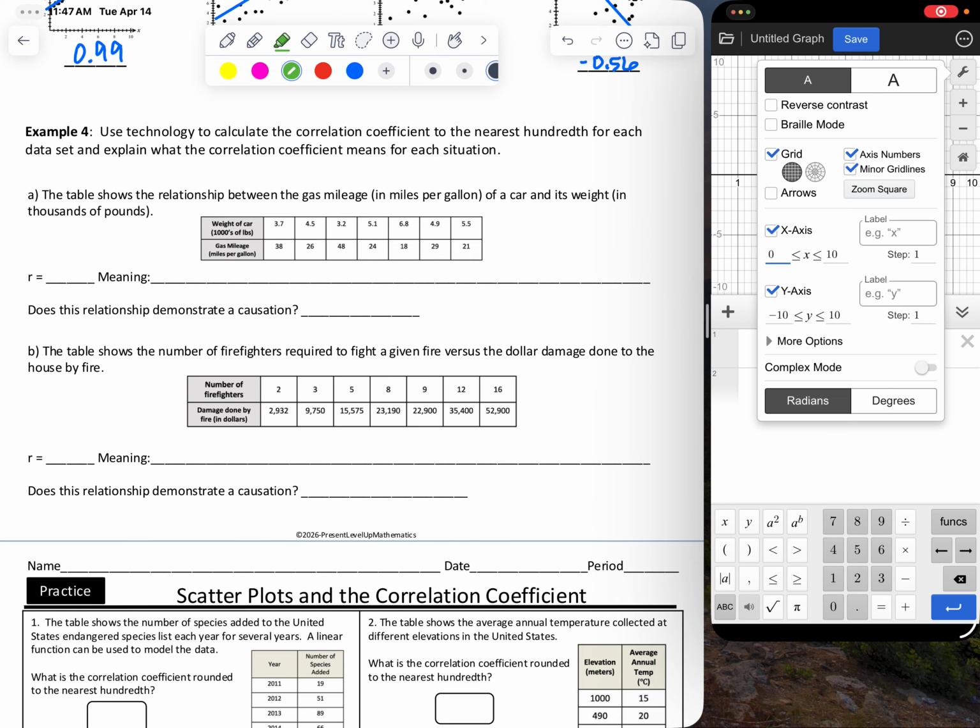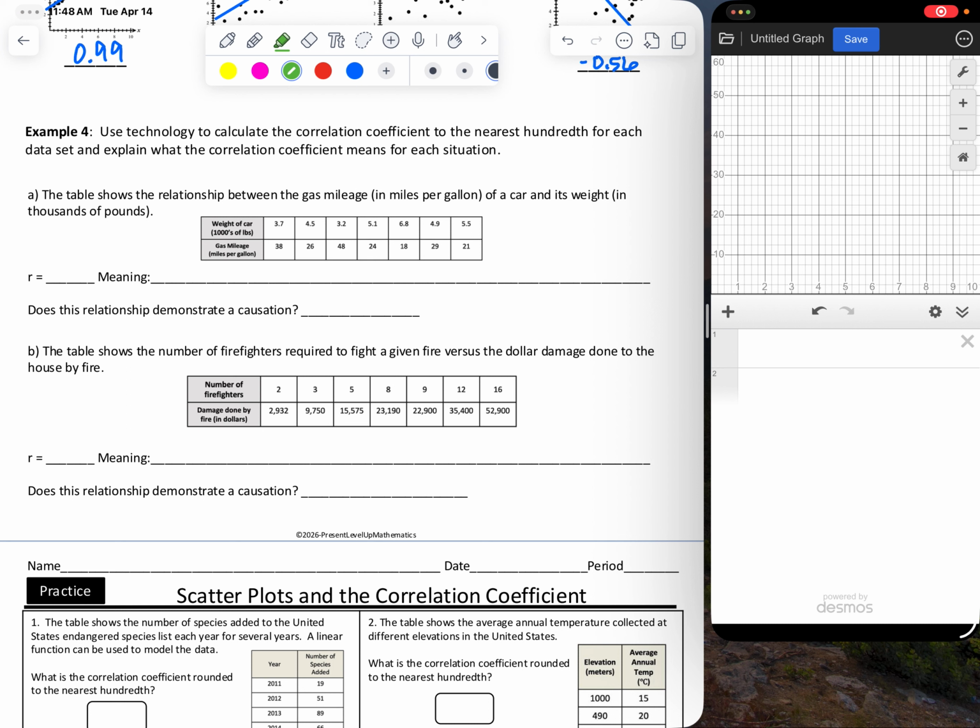Now, the y values, my smallest y value looks like 18. My largest y value looks to be 48. So I want to go something like 0 to, I don't know, maybe 60. And I don't want to go by ones because 60 hash marks is a lot. Maybe we'll just go by, say, tens, okay?